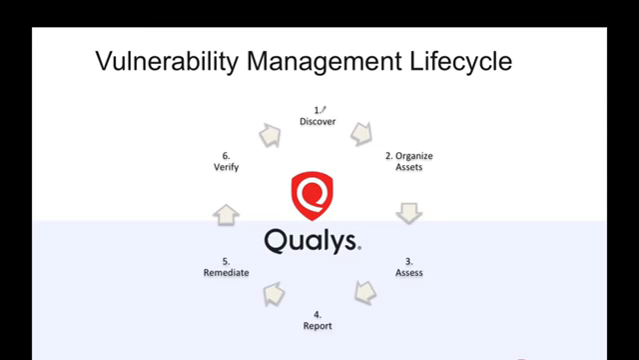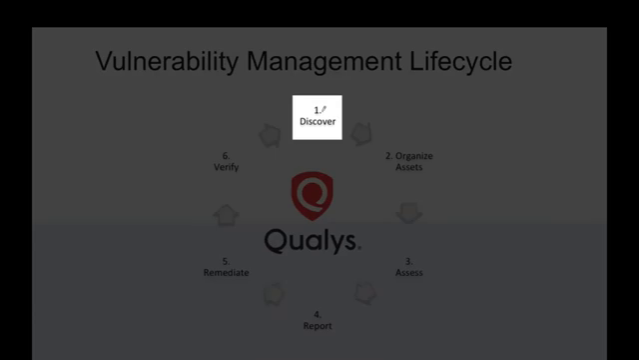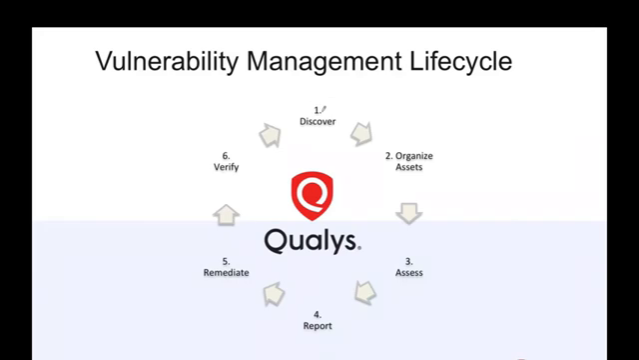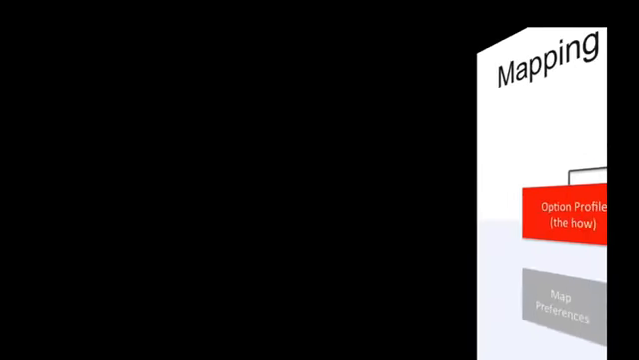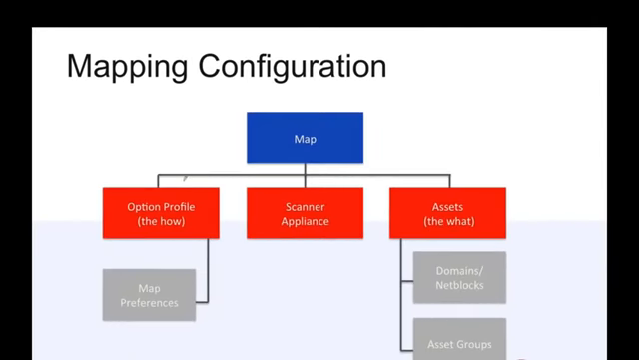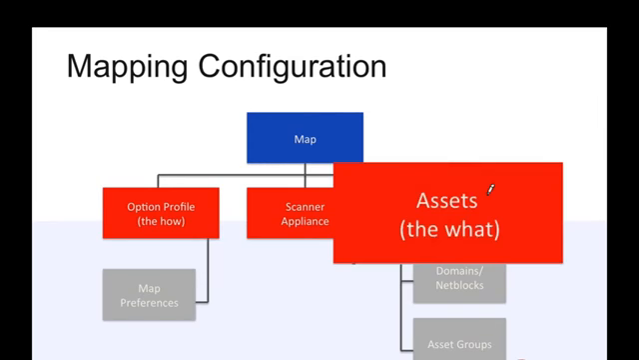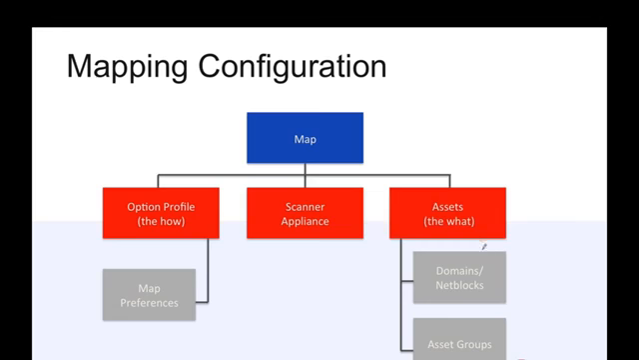Mapping is done in the discovery phase of the vulnerability management lifecycle. Mapping is used to understand what hosts are in your network, but no vulnerability assessment is done during a map. It's simply a discovery. Three major parts are required for running a map. One requirement is targets. In other words, what exactly are you mapping? A domain or IP range.